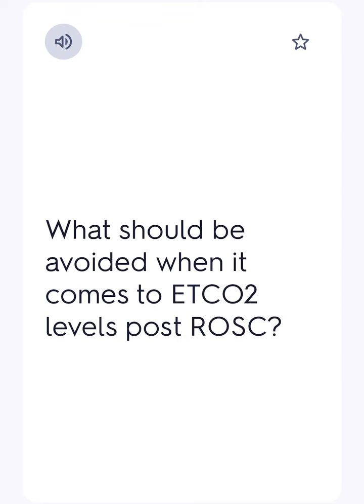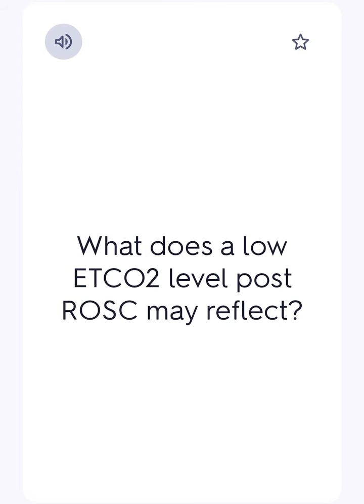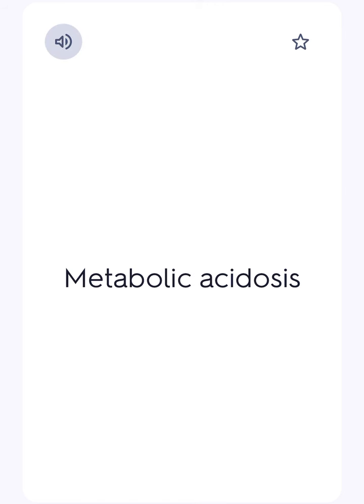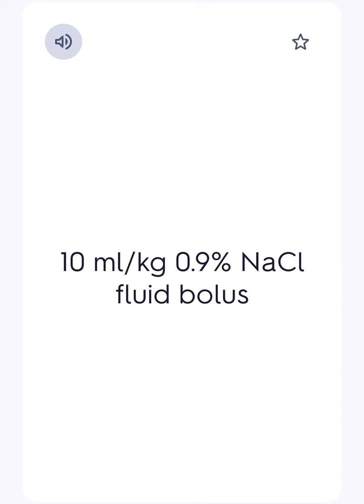What should be avoided when it comes to SpO2 levels post-RUSC? Hypoventilation. What might a low SpO2 level post-RUSC reflect? Metabolic acidosis. What is the recommended fluid therapy post-RUSC if chest auscultation is clear? 10 ml per kilogram 0.9% NaCl fluid bolus.